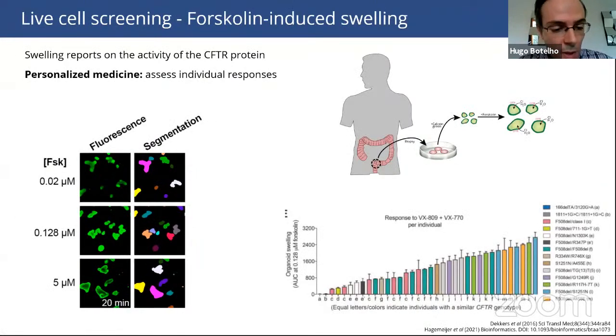We also use live cell assays to characterize the activation of the CFTR protein in intestinal 3D organoids coming from primary intestinal cells from patients, and to describe whether this activation occurs or not in the presence of known or investigational compounds, and the way in which different patients may or may not respond positively to investigational compounds, making this screening assay an excellent tool for personalized medicine.